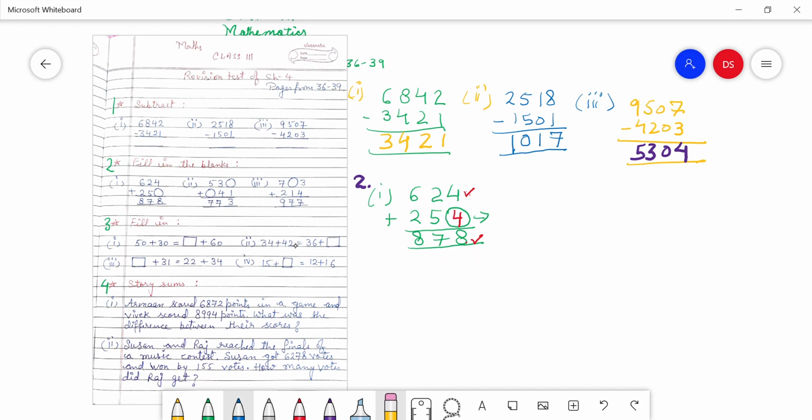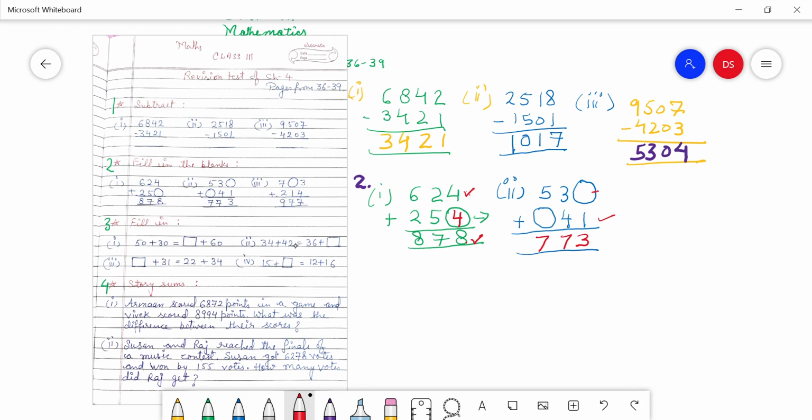In the same way, we will do the next part. 5, 3, it is blank. Then one more blank is here. The pattern is the same, and 1. Here again there is a plus operator. So we know that here again we have the second number and the answer also, 773. And we have to find the first number.